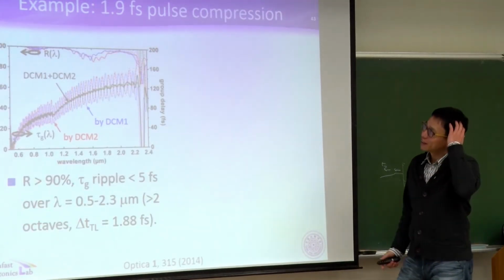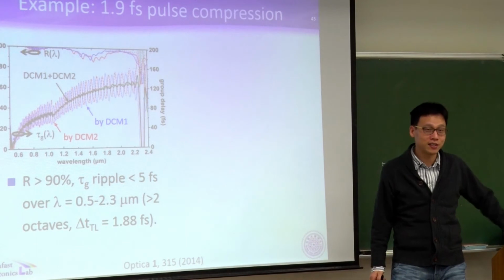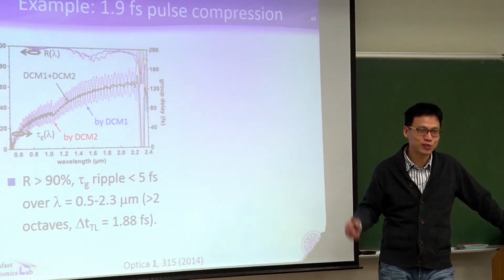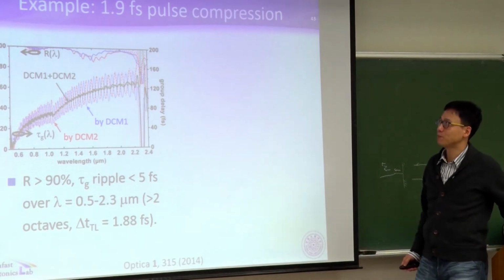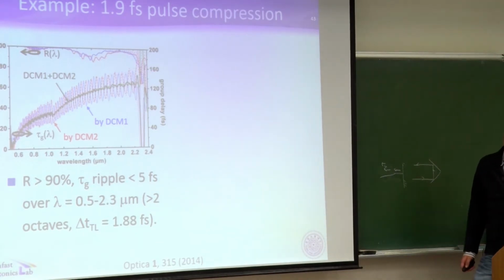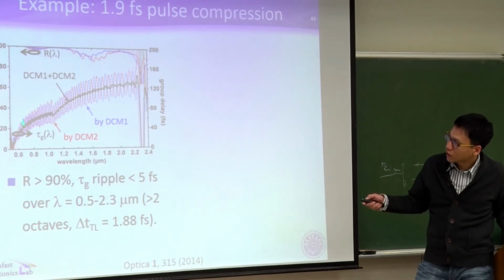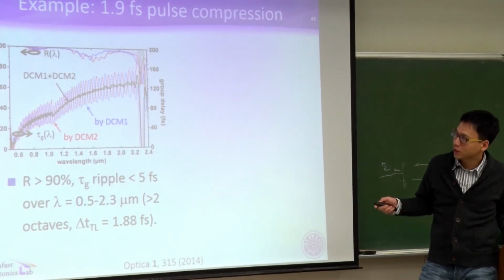Last page. One example. Nowadays, chirped mirrors are very popular and very powerful. I just show you one example, a very recent example: 1.9 femtosecond post-compression. So this is the experimental data figure. The horizontal axis is wavelength.